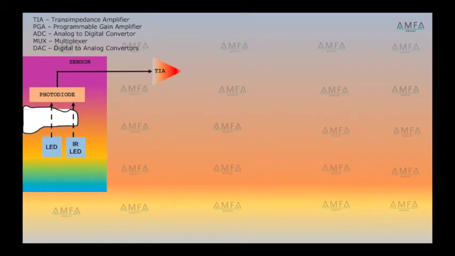And now let's look at this description on a flow diagram. The abbreviations used in this flow diagram are given in the chart. So we have the LED, the red LED and infrared LED light spectrum, and we have this finger, then on the other end we have the photodiode receptor. Then the signal after absorption is given to the transimpedance amplifier, then it passes through the programmable gain amplifier and an analog to digital converter. Then it is given to the microcontroller unit.